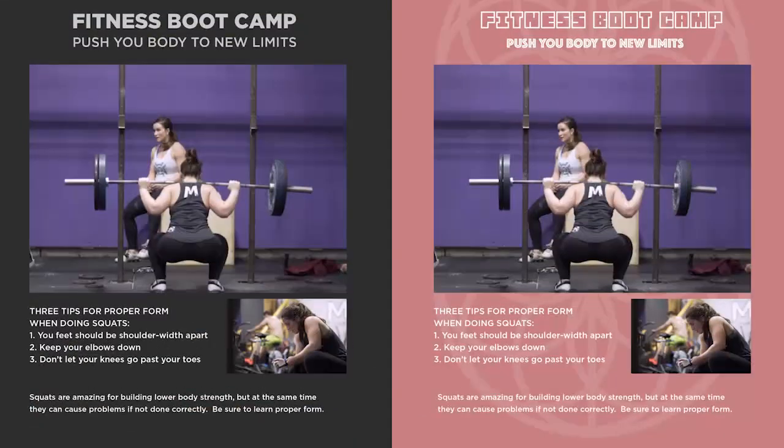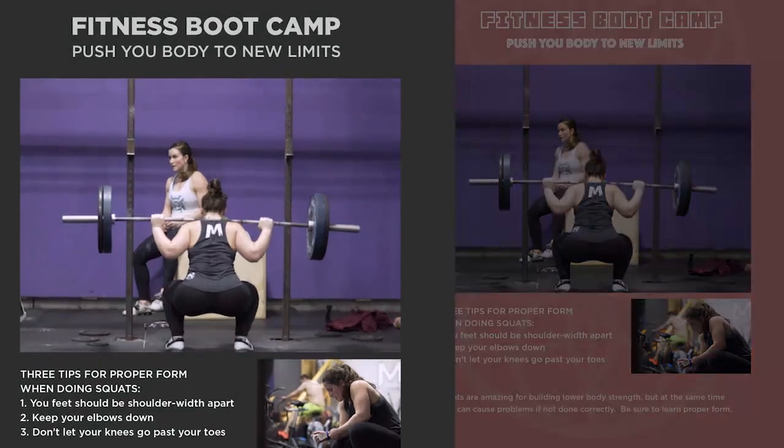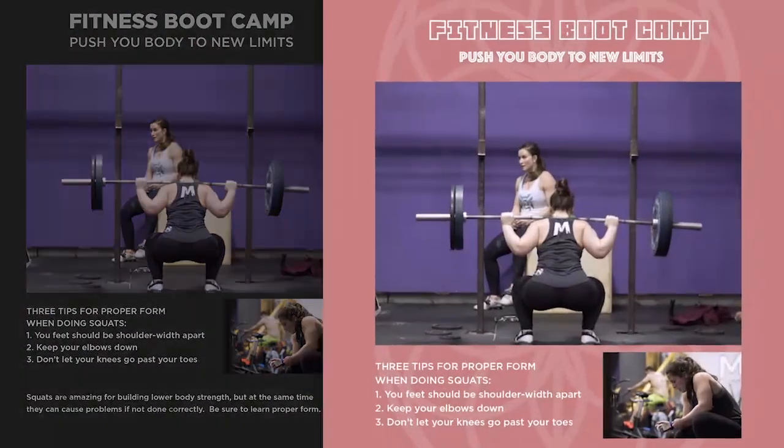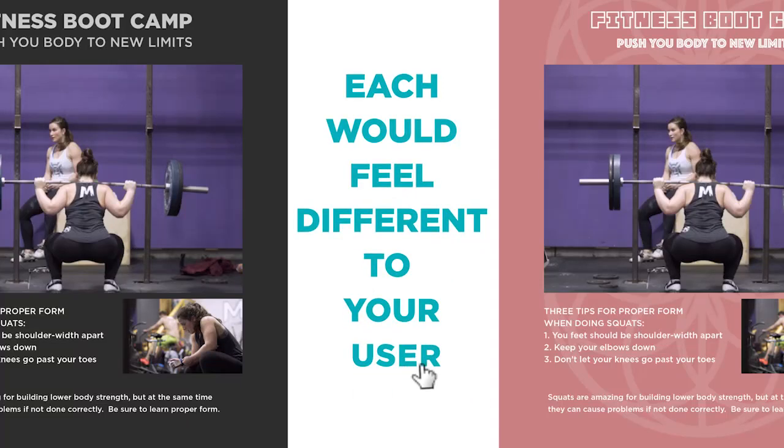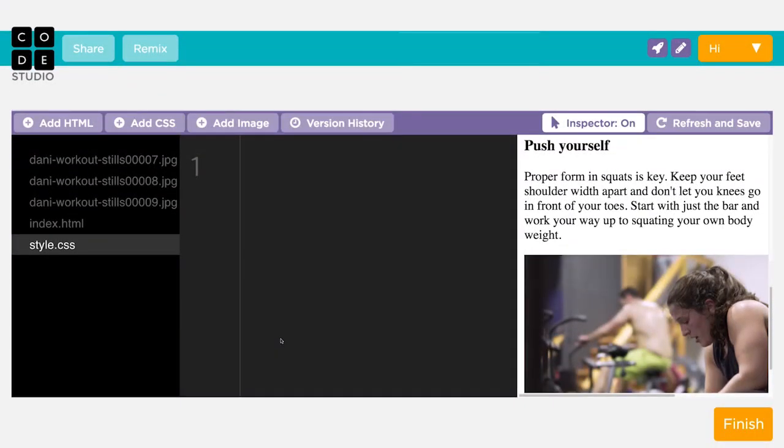The same website about fitness could have a sleek and simple style or a quirky and eclectic style, and each would feel different to your user. To create style rules for a simple web page about fitness, first, we'll write the CSS to turn all the paragraph text purple.